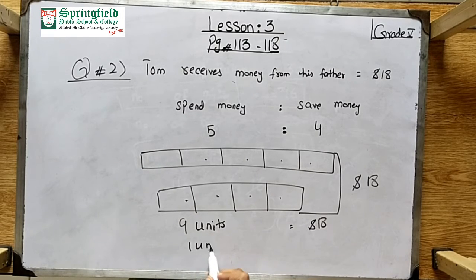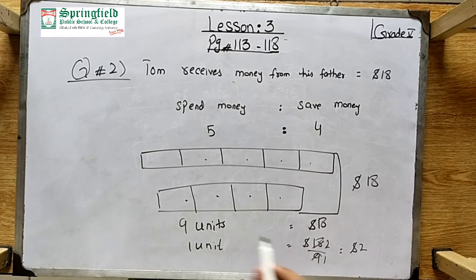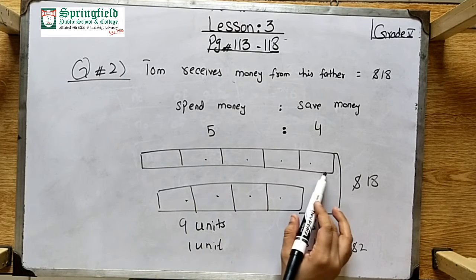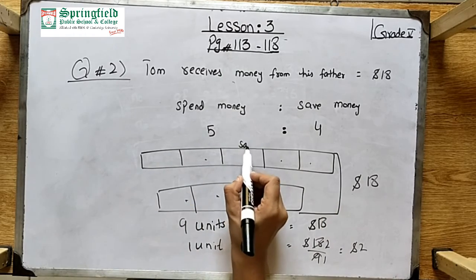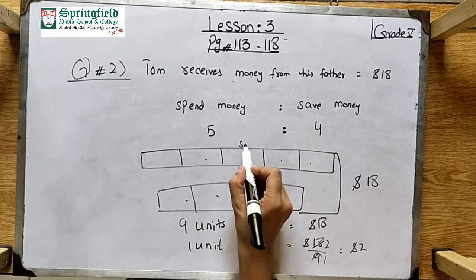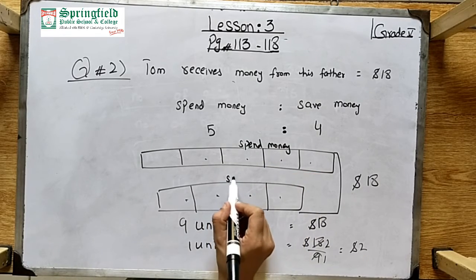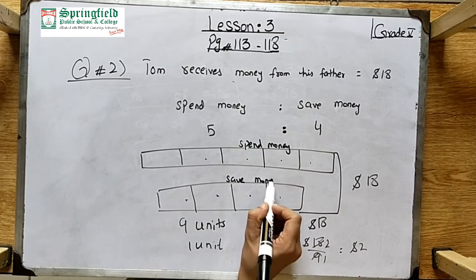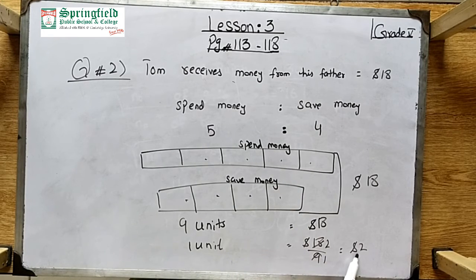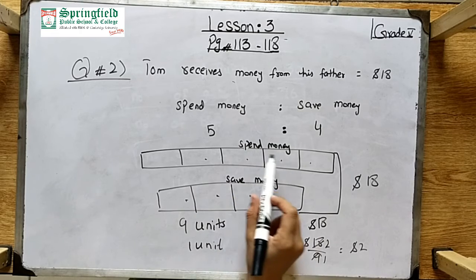So 1 unit is equal to how many dollars? 1 unit is equal to $18 divided by 9. 9 ones are 9, 9 twos are 18. So 1 unit is equal to $2. This is the chart of spend money and this is the chart of save money. Now 1 unit is equal to $2, so we can find the spend money and the save money.